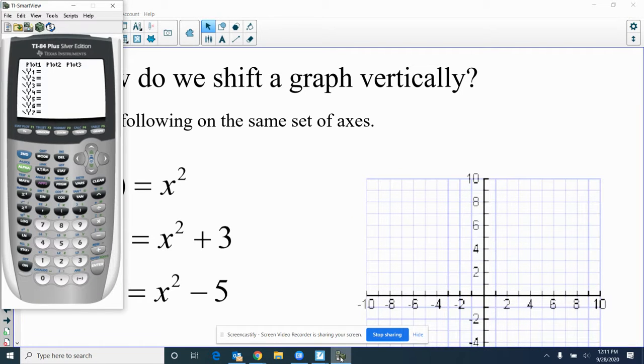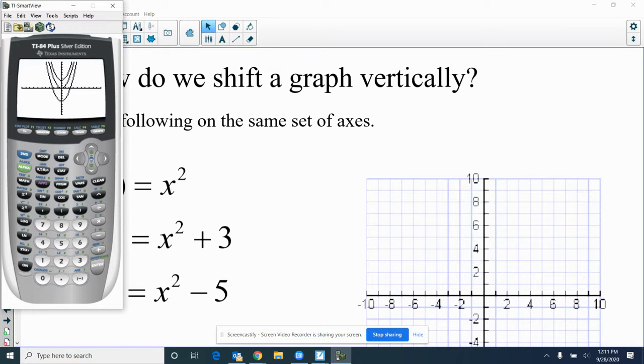All right, so when we're graphing, I got x squared, and then I got x squared plus 3. And I'm just going to graph those first two. But what's the plus c do? It moves it up 3. Well, what's the minus 5 do? X squared minus 5. Okay.